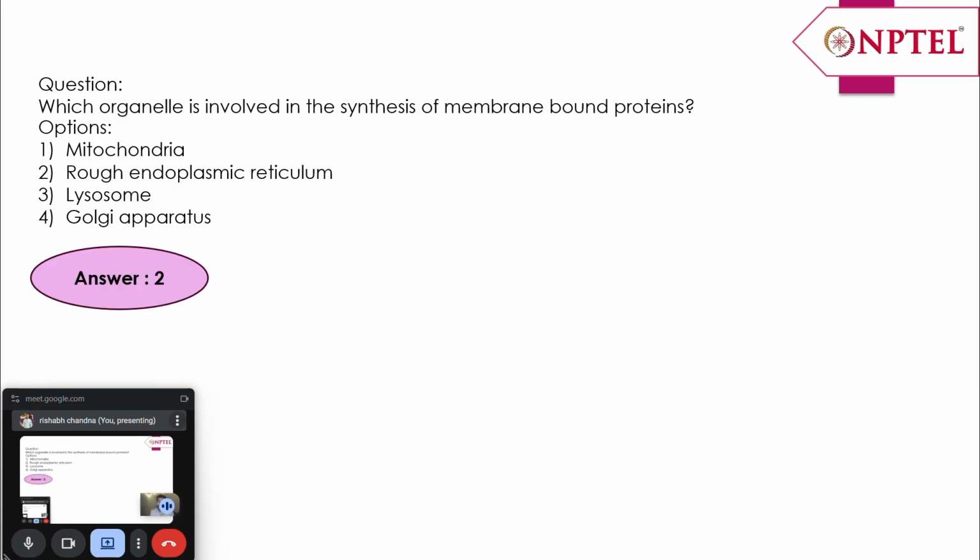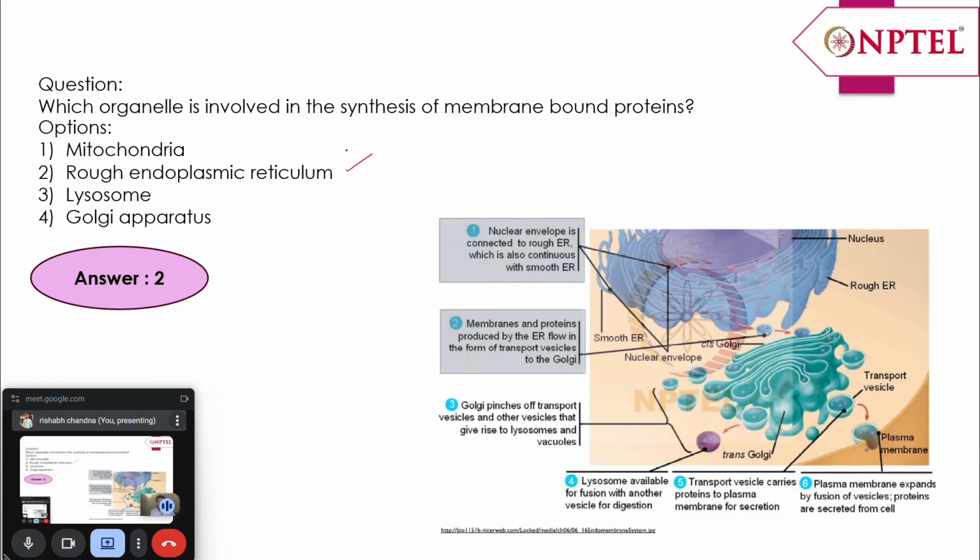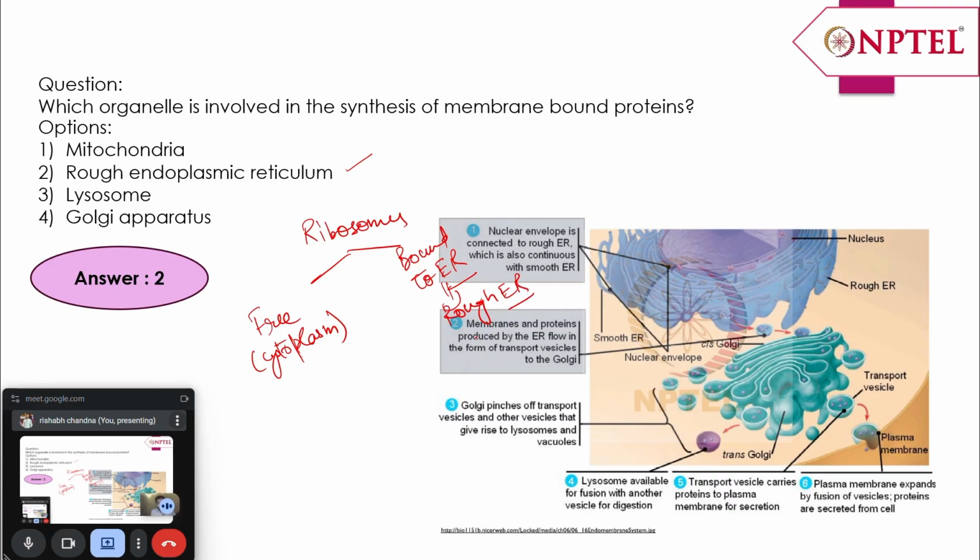So, the correct answer is the rough endoplasmic reticulum. Okay, so how does it do this? As I told you before, ribosomes are basically of two types. First is free, that are present in the cytoplasm, and the other ones are bound to the endoplasmic reticulum, making it a rough endoplasmic reticulum.